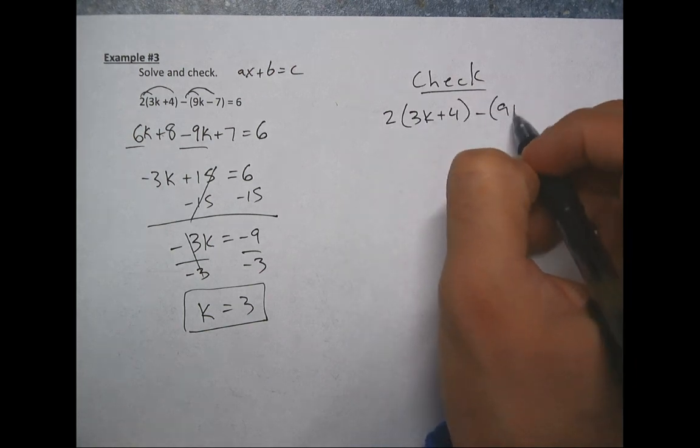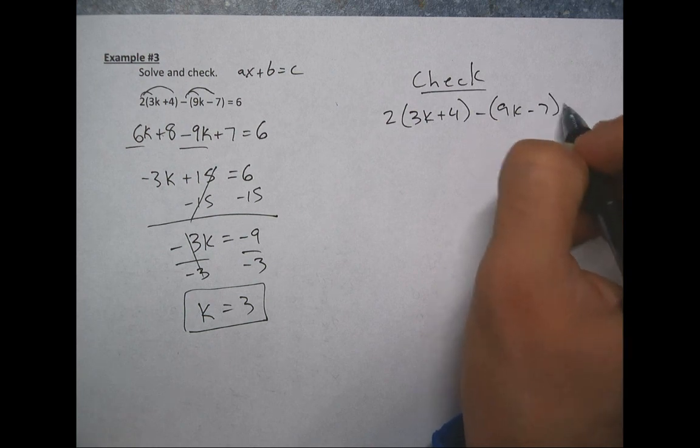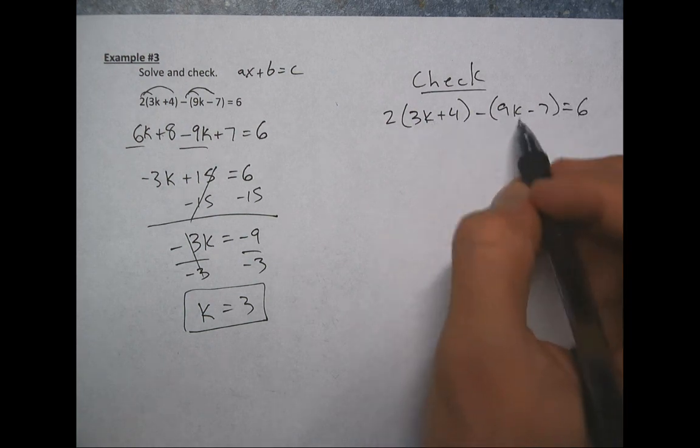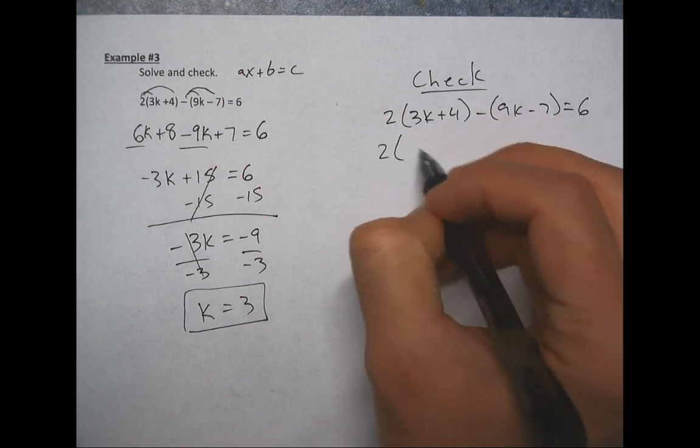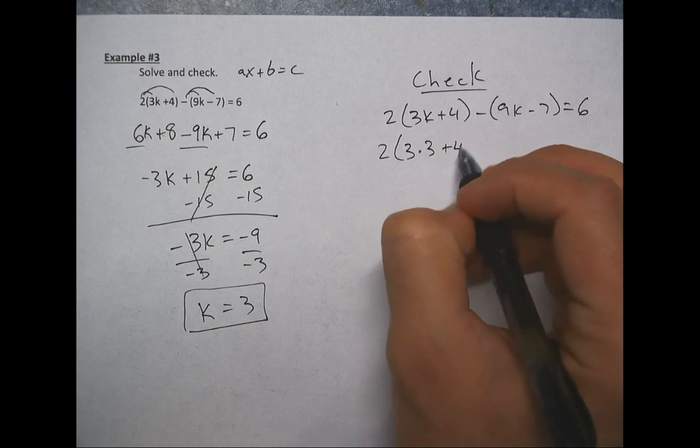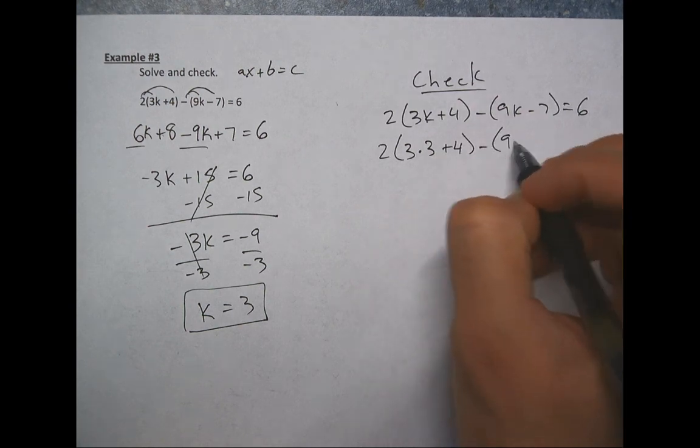You should rewrite the original. And now substitute in everywhere you see a k. So in this problem, we have 2 k's here. So we need to make sure we substitute in both spots. 3k means 3 times k, so 3 times 3. 9k means 9 times 3.